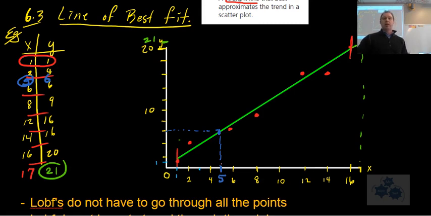So that's how you make a line of best fit. These are some guidelines you want to look at for creating one. And also, what is interpolation and what is extrapolation? Okay? Do you have any questions about that?